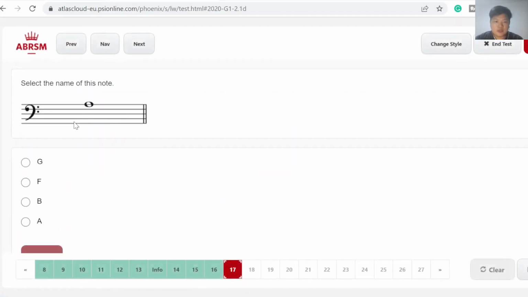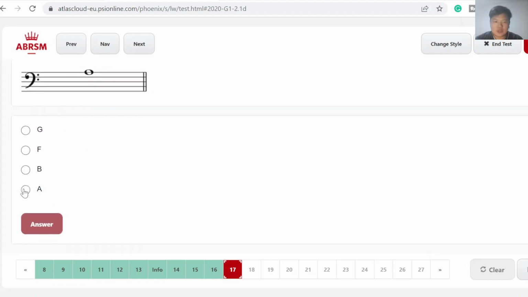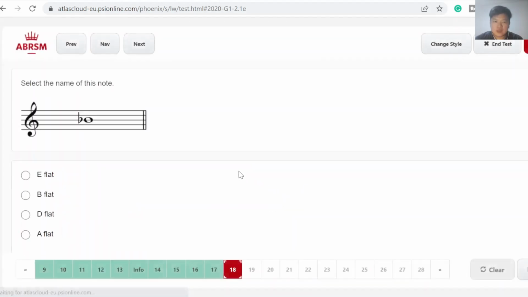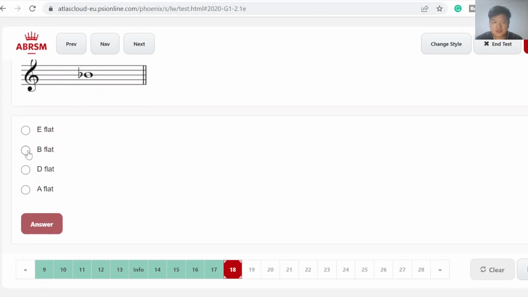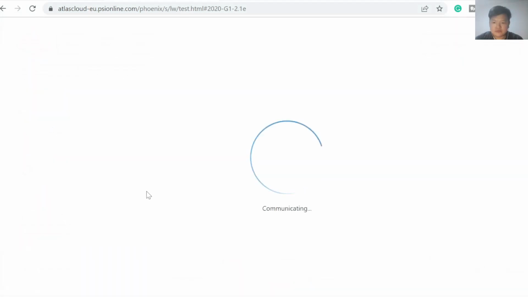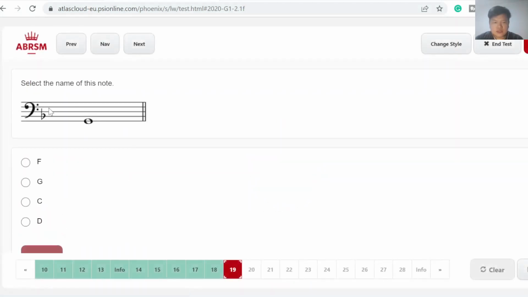Okay, so remember A, C, E, G. So the G go up one step is the A note. Okay, next one. Okay, for treble clef using the phrase F, A, C, E, A go up is the B, but got a flat here, so the answer should be B flat. Okay, next, so bass clef again, so this A has to step down, right? Before A note is the G note.